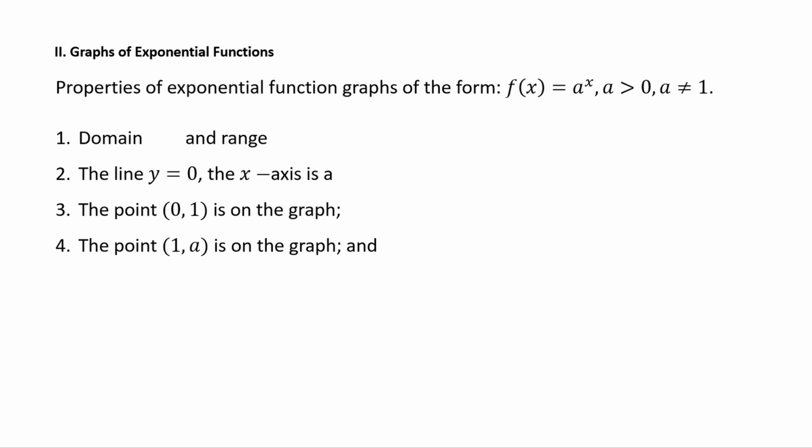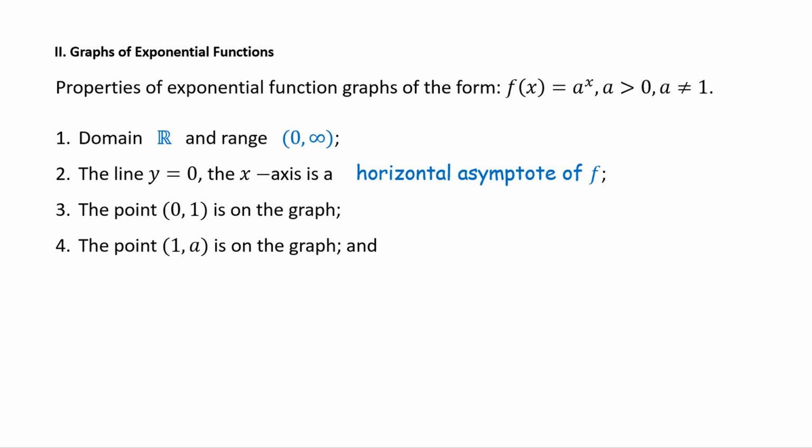Properties of exponential function graphs of the form f of x equals a to the x, provided that a is positive and a does not equal 1. First, the domain is the set of real numbers. The function evaluates at negative numbers, at 0, and at 1, and any other number that's real. And the range is 0 to infinity. 2. The line y equals 0, which is the x-axis, is a horizontal asymptote of the function f.